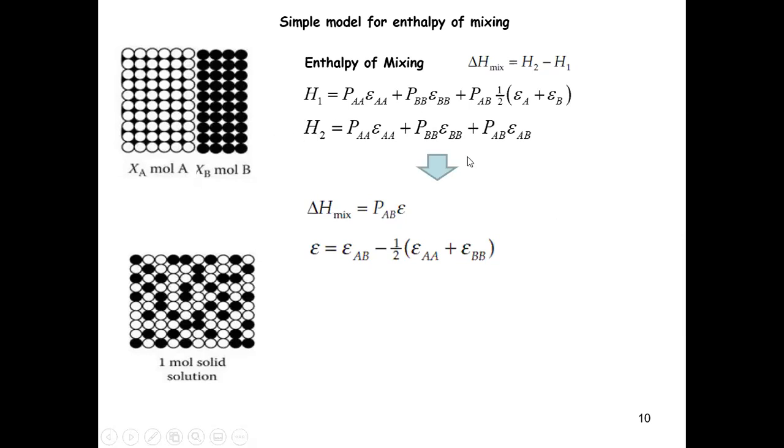So we literally take this expression minus this expression. All the terms associated with AA and BB are gone. And the only term left is associated with PAB. And then the energy term associated with this PAB is going to be given by this. Mathematically, is this clear?